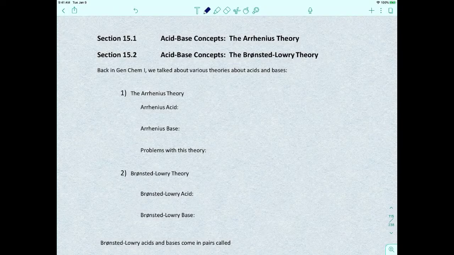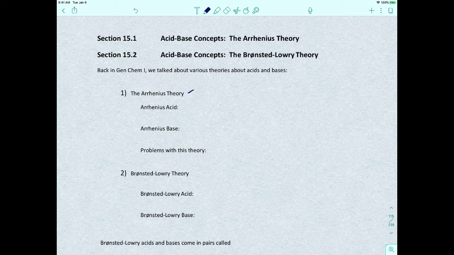Come back to equilibrium in a bit, but let's take a little bit of an aside. Let's take a look at another topic. Back in Gen Chem 1, we talked about acids and bases. And so let's review a little bit about what we know of acids and bases. Back in Gen Chem 1, we talked about some of the theories behind acids and bases.